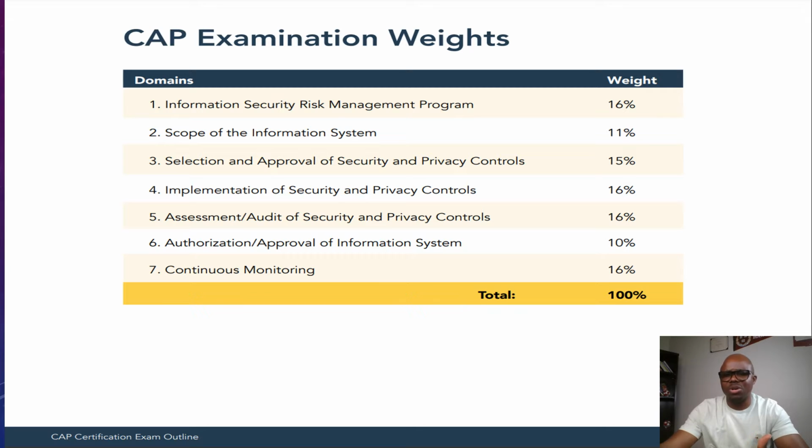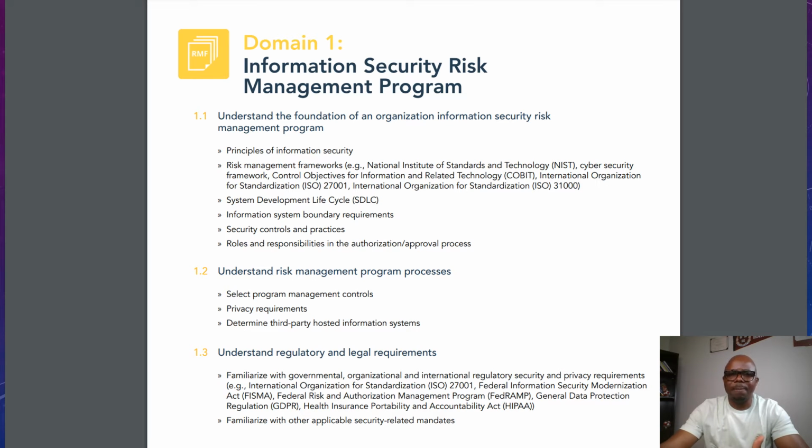Let's look at each of the domains and what is contained under each. Domain 1 is Information Security Risk Management Program. This still maintains the former name. It's still the same domain as the previous one. Under domain 1, you have to understand the foundation of an organization's Information Security Risk Management Program. You have to understand the risk management program process. You have to understand regulatory and legal requirements.